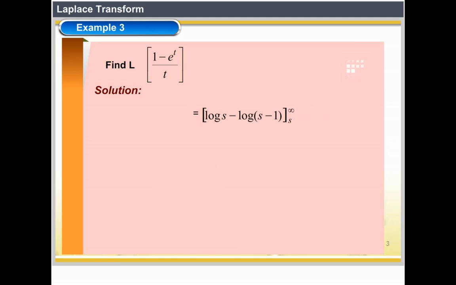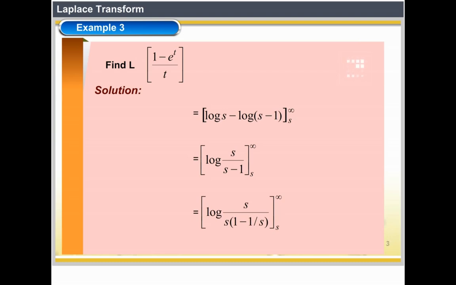Equal to log s minus log of (s minus 1), from s to infinity, equal to log of s divided by (s minus 1). Here we use the formula log a minus log b equals log of a divided by b. We are applying the limit here. Equal to log of s divided by s(1 minus 1/s). In the denominator we have taken s as common.